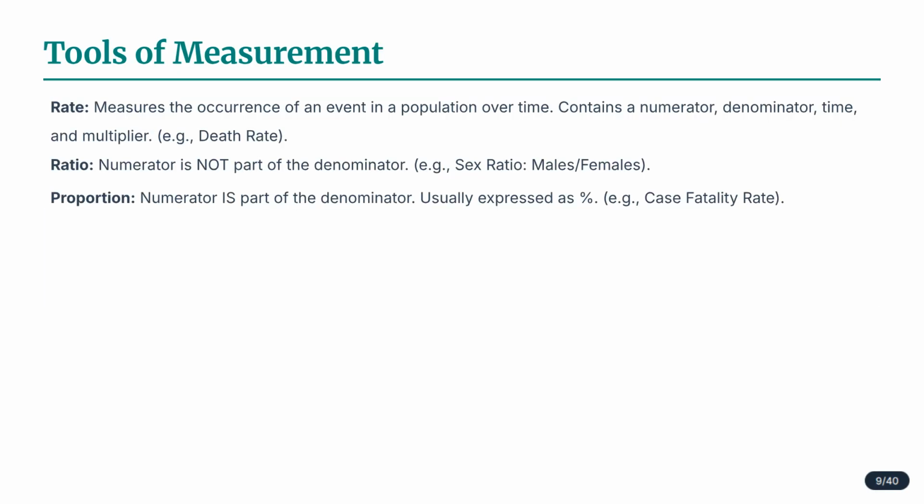The tools of measurement in epidemiology include rate, ratio, and proportion. A rate measures occurrence over time. A ratio means the numerator is not part of the denominator. A proportion means the numerator is part of the denominator and is often expressed as a percentage.